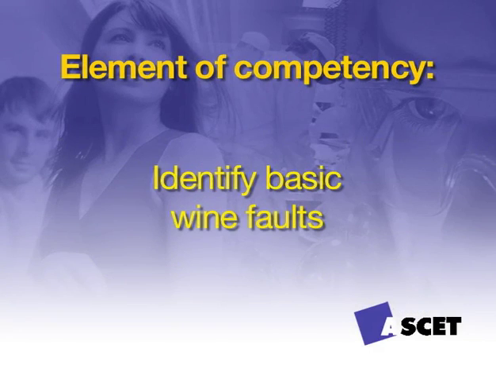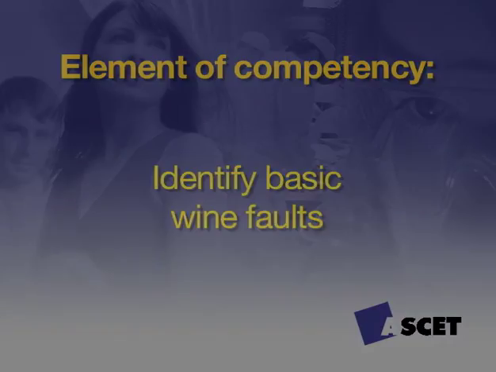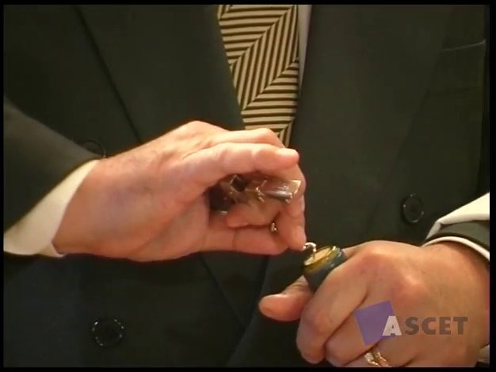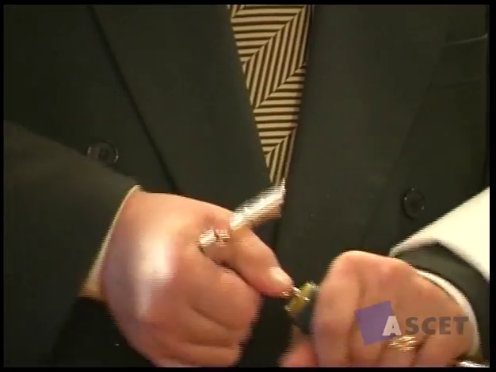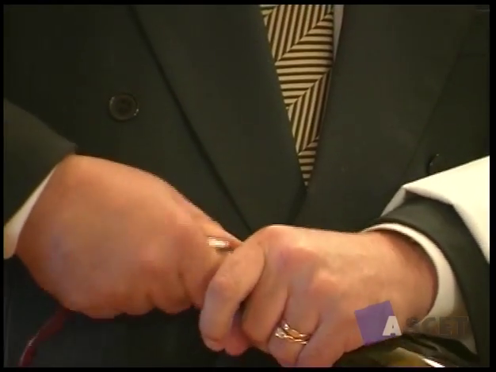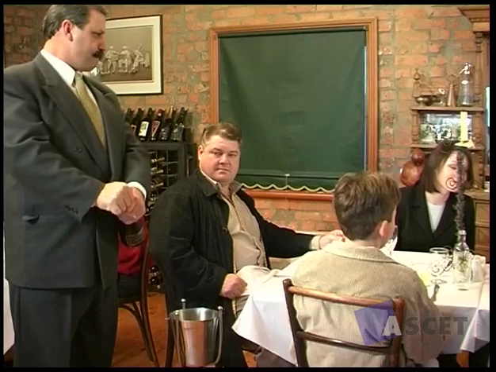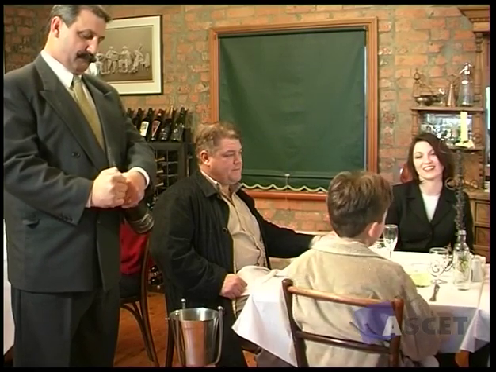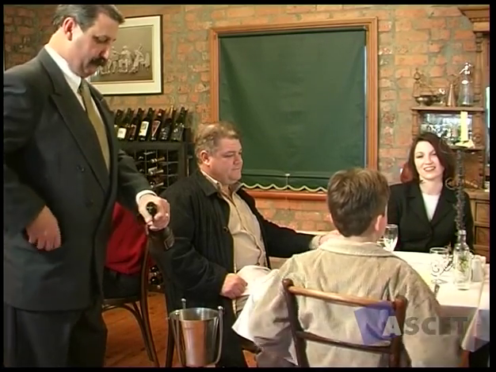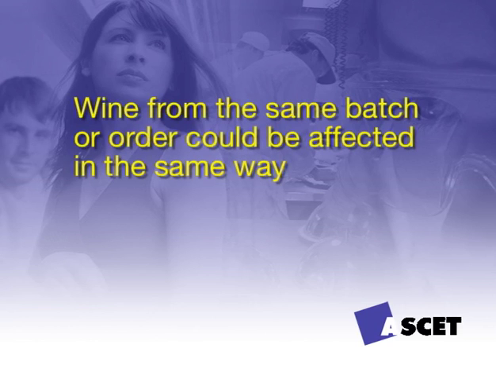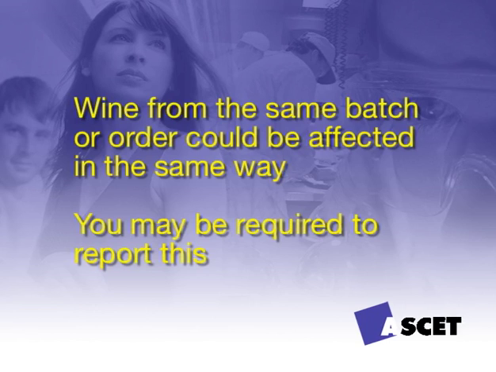Identify basic wine faults. Any wine faults, such as cork taint, need to be recognised and reported. Be sure to inspect the cork and identify any faults that may relate to other wine in stock at your venue. Wine from the same batch or order could be affected in the same way. You may be required to report this to the wholesaler or winery that your venue purchased the wine from.